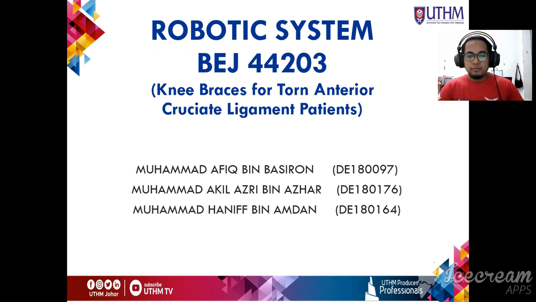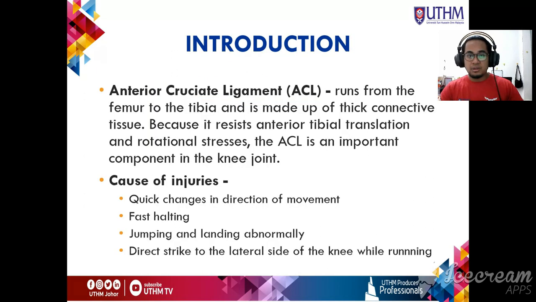My name is BASIRON, and today I will present a project on a robotic system for knee braces for torn anterior cruciate ligament patients. The anterior cruciate ligament, also known as the ACL, runs from the femur to the tibia and is made up of thick connective tissue. Because it resists anterior tibial translation and rotational stresses, the ACL is an important component in the knee joint.